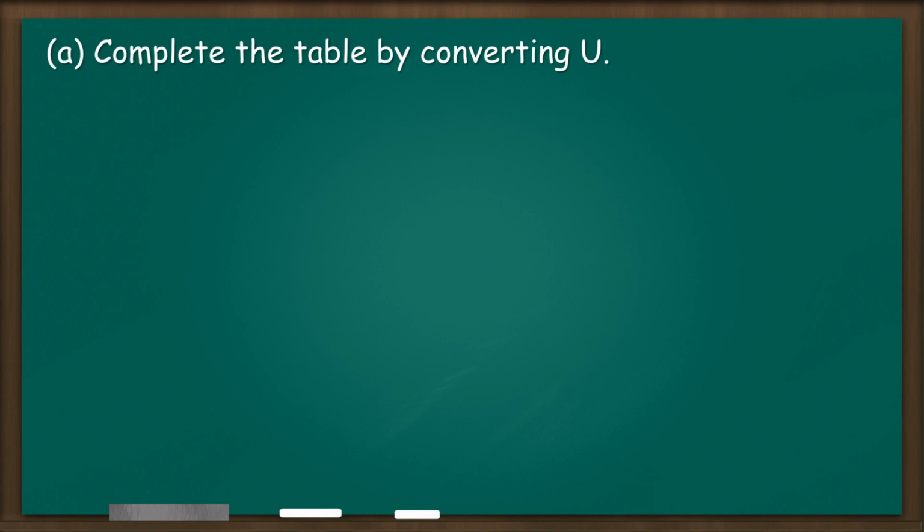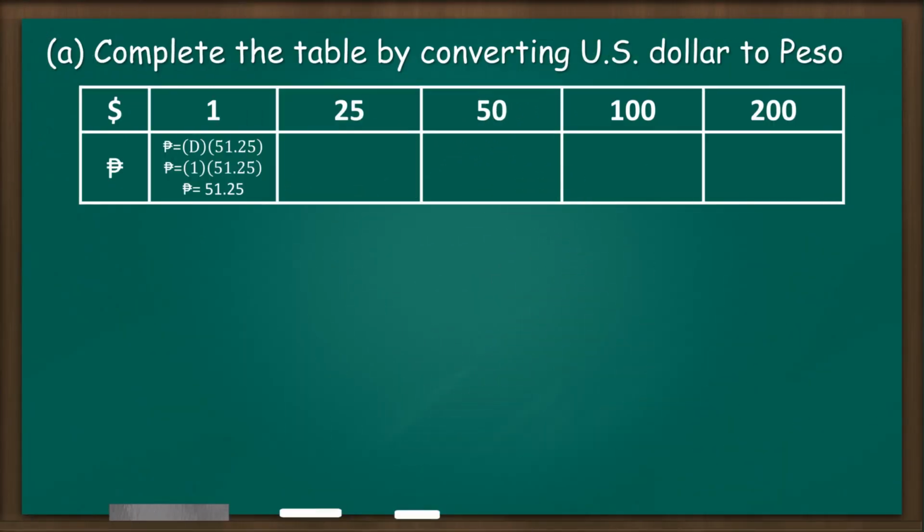Complete the table by converting US dollar to peso. For example, we have 1 US dollar, we will convert that to Philippine peso. We will have P = D × 51.25. We will substitute the value of US dollar, which is 1, and multiply it to 51.25. We will get the product of 51.25 pesos. For 10 seconds, convert $25 to Philippine peso.